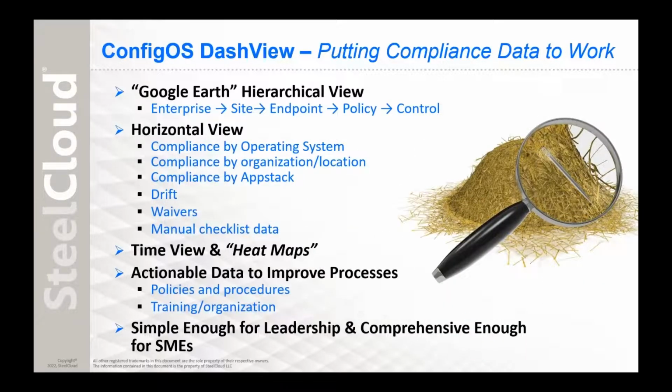In looking at putting the compliance data to work, we started out with your traditional Google Earth hierarchical view, where you go to enterprise, to site, to endpoint, to policy, to control. If you think about it, it's a little ridiculous to think that that's a solution, because the only reason you'd ever want to go to an endpoint and a policy and a control is if you saw something else. And so when looking at something else, the horizontal views are really more important, where you're looking for trends in groups of systems. So trends by operating system, trends by location.